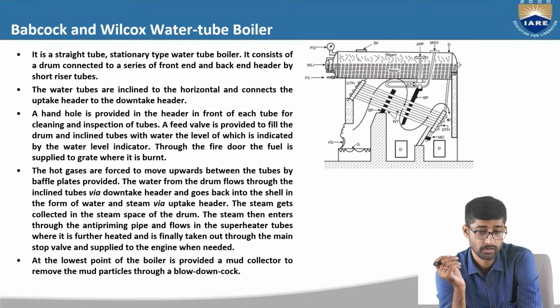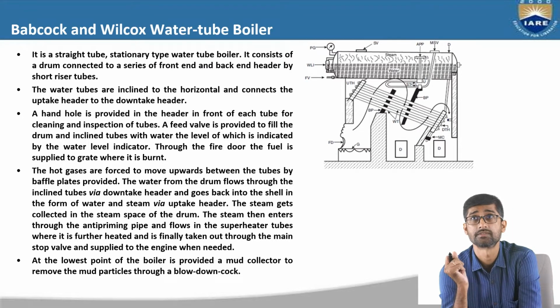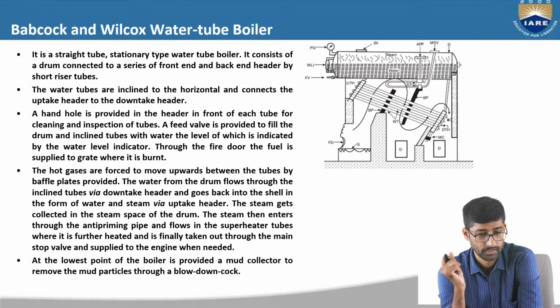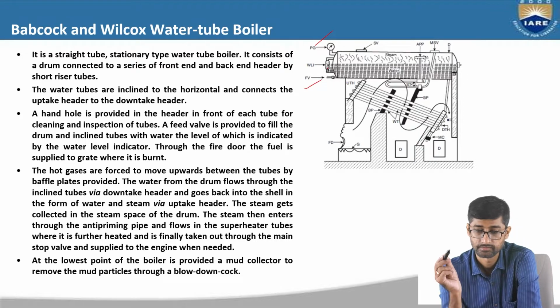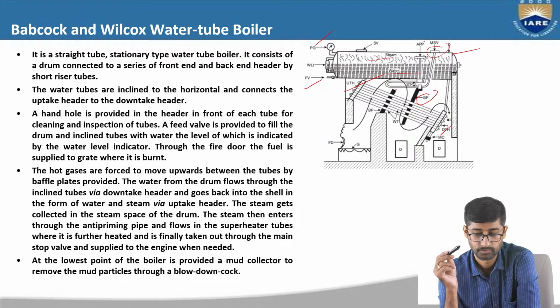Next type of boiler is the Babcock and Wilcox water tube boiler. This is a water tube boiler, right? If you see here there is a pressure gauge. This is a feed valve where water is fed into the drum. This is a drum, and this is the water space and this is the steam space. Here we are providing an anti-priming pipe, and this is the main stop valve, right? And this is the uptake header, and this is the downtake header. And here this is a baffle plate we are providing to control the flow of the gases.